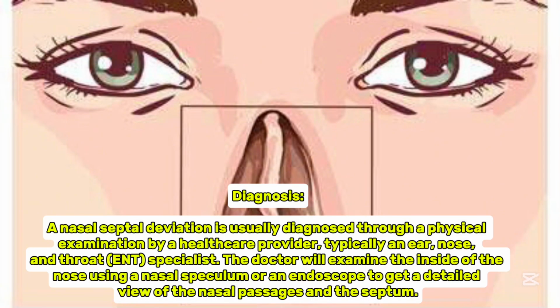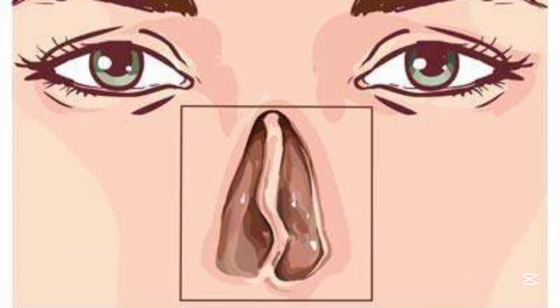Diagnosis. A nasal septal deviation is usually diagnosed through a physical examination by a healthcare provider, typically an ear, nose, and throat (ENT) specialist. The doctor will examine the inside of the nose using a nasal speculum or an endoscope to get a detailed view of the nasal passages and the septum.